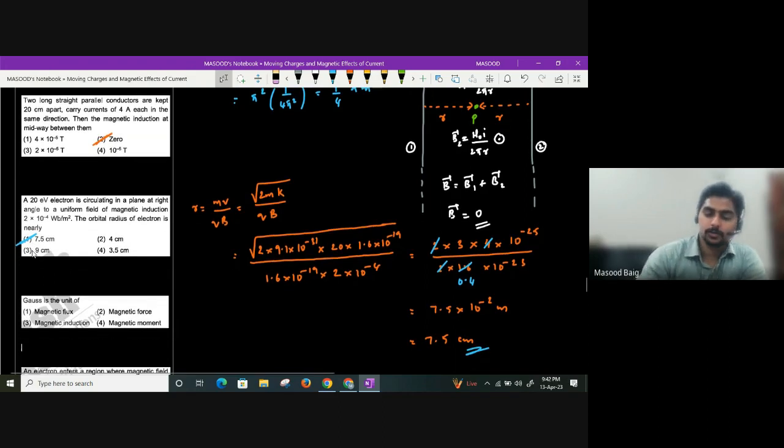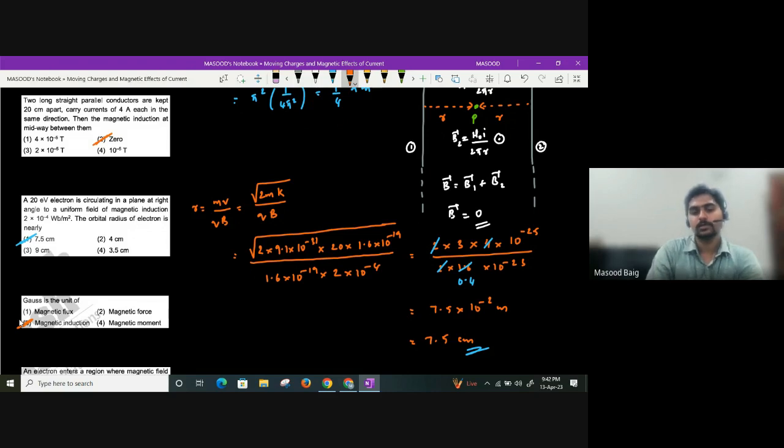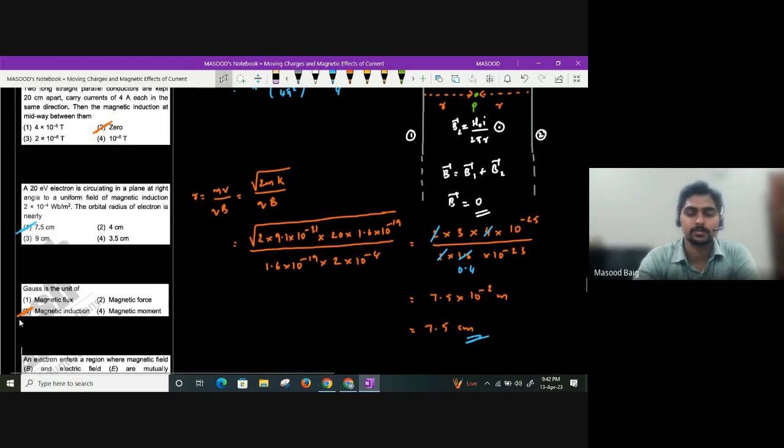Gauss is the unit of what, beta? Tesla and Gauss are units of magnetic induction. One Gauss is 10 power minus 4 Tesla, guys. Maxwell will be the unit of magnetic flux. Magnetic moment anyhow is ampere meter square only.